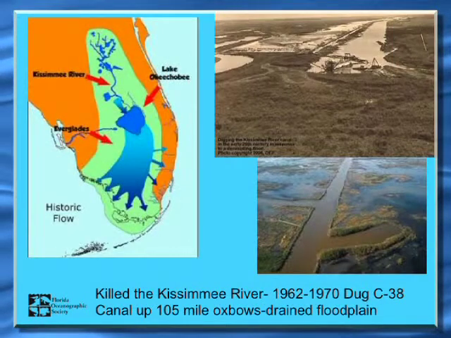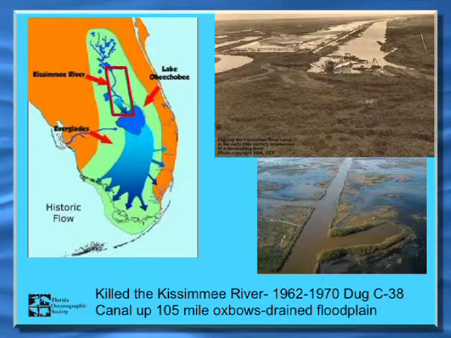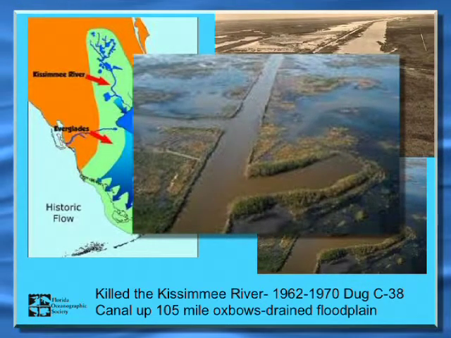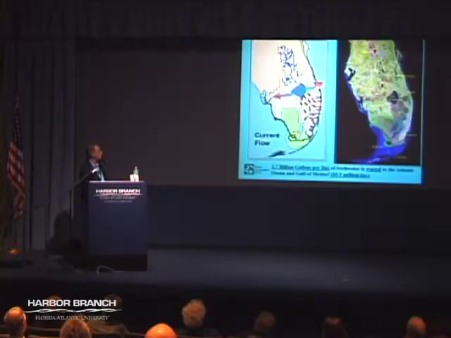We also, in our wisdom, in the 1960s and early 70s, channelized the Kissimmee River. Remember that meandering Oxbow River going back and forth? We dug the C-38 channel right up the middle of this Oxbow River and obviously drained the floodplain. So now, instead of 6 to 8 months, it takes about 2 to 3 days or less for water, if it rains up in that north chain of lakes, to get down to Lake Okeechobee.